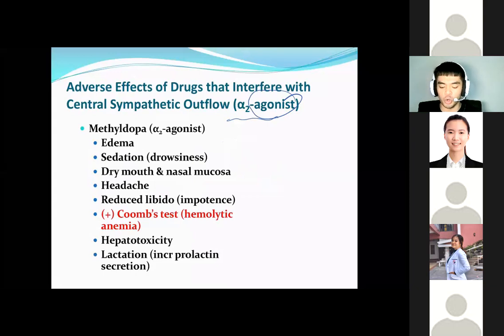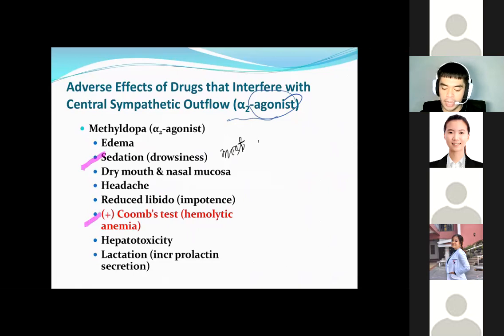Number one, for methyl dopa, para hindi kayo mahirapan, mag-focus tayo sa major effects ng methyl dopa. Ang major effects sa methyl dopa ay sedation and positive Coombs test. Ang pinaka-common, again, ang most common adverse effect ng methyl dopa ay sedation. Okay, sedation.